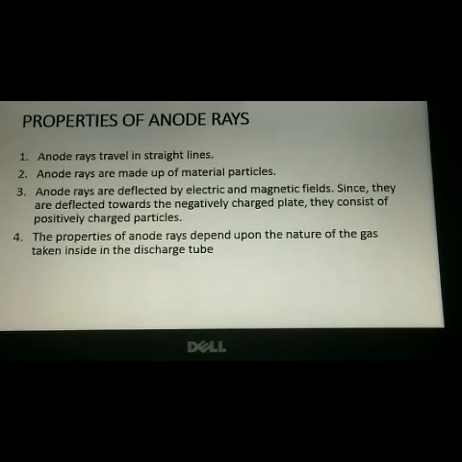And now let us see what are all the properties of anode rays. Anode rays travel in a straight line just like the cathode rays, and they are made up of material particles, and they are deflected by the electric and magnetic fields. Since they are deflected towards the negatively charged plate, they consist of positively charged particles. The properties of anode rays depend upon the nature of the gas taken inside the discharge tube, and the mass of the particle is the same as the atomic mass of the gas taken inside the discharge tube.